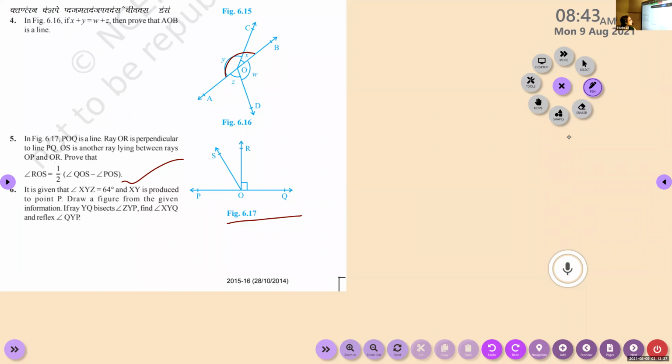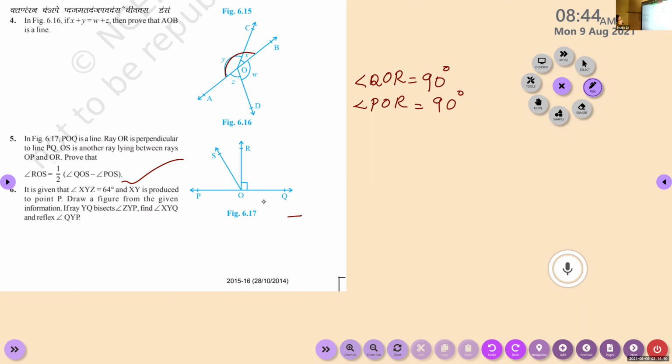OR is perpendicular. Okay, here this angle is 90 degrees. That is, QOR is 90 degrees. So what about angle POR? Look at the figure. Angle QOR is 90 degrees, it is given in the figure. So what about angle POR? Ma'am, 90 degrees. That is also 90 degrees. We need to prove angle QOS minus POS equal to ROS. ROS is this small angle.